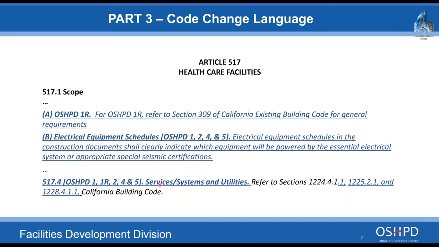Here, the first change in 517.1A is a pointer to the requirements for OSHPD 1R that are found in the existing building code, section 309. The second addition to the code is for electrical equipment schedules to clearly indicate what equipment is powered by the central electrical system and the appropriate special seismic certification for that equipment. And lastly, in 517.4, this is a building code reference to services and systems and utilities. We added missing code references in 1225 and 1228. So again, just more cleanup. Next slide.